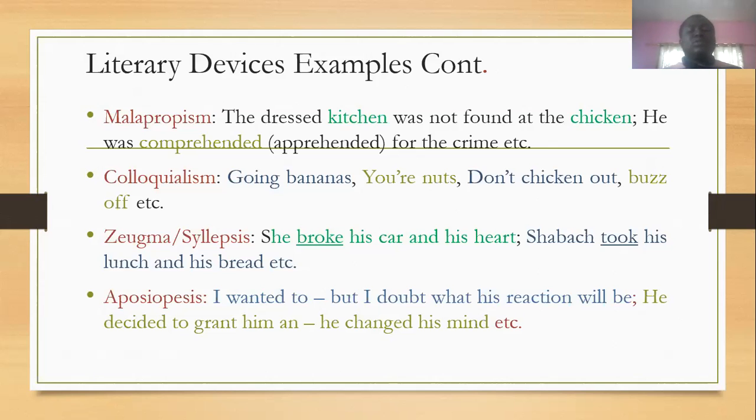We have "I wanted to, but I doubt what his reaction will be." We have "He decided to grant him and he changed his mind." So what we see over here is this. I wanted to, whatever he wanted to do, we are not told. There is a pause, there is a break, and then the person actually switches to another thing altogether. Now he decided again, we see that there is something missing. Grant him and what was it going to grant? We are not told, but then there is a sudden change to what he thought might have become the person's reaction. These are some few examples.